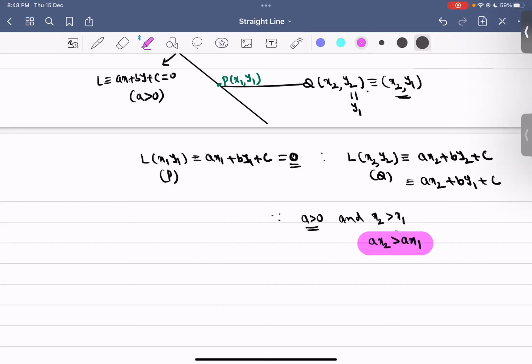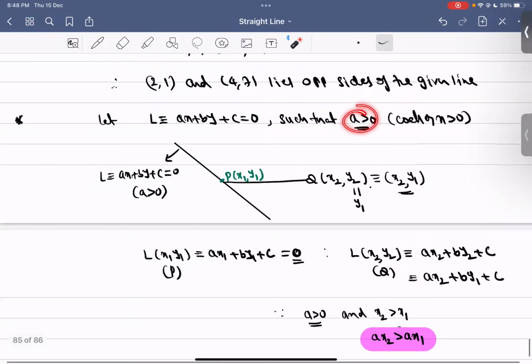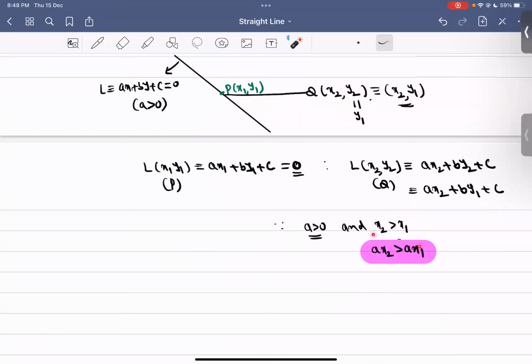I just multiplied this inequality, x2 greater than x1, with the positive quantity a. A is already positive, therefore the inequality will not change. If you multiply the inequality with a negative quantity, greater than becomes less than, and less than becomes greater than. But here a is positive, therefore ax2 is greater than ax1.